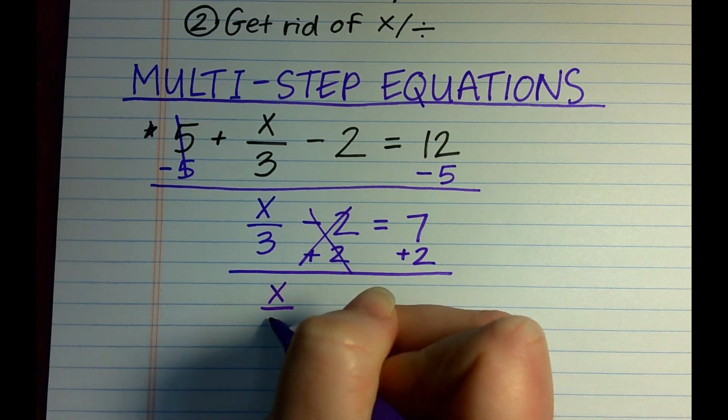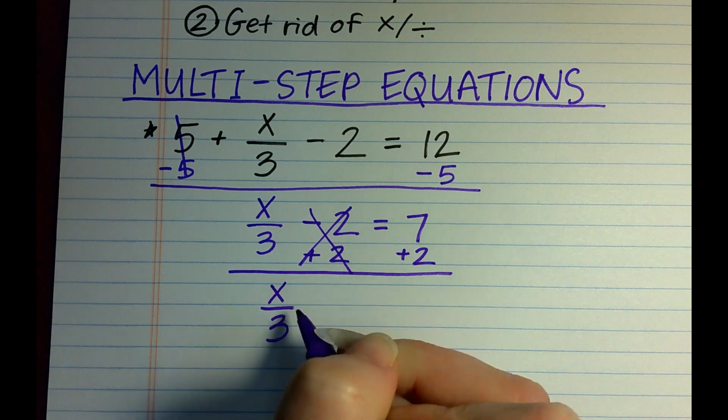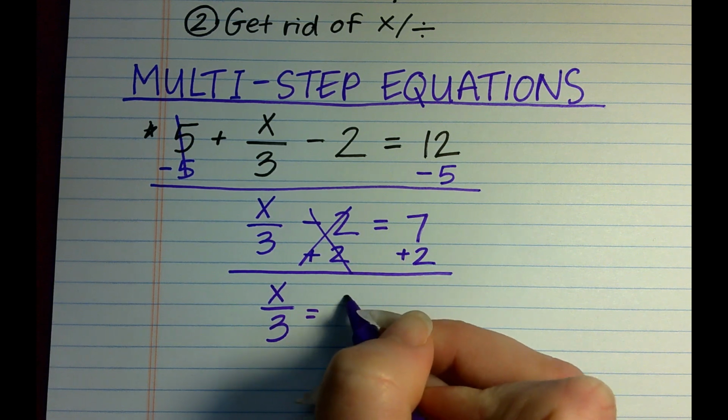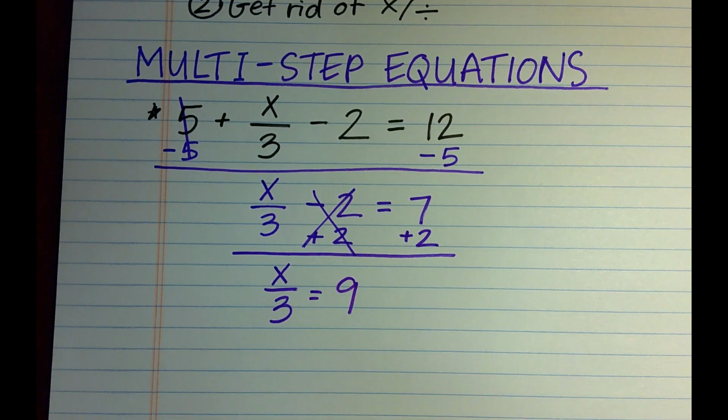X over 3 equals 7 plus 2, which is 9. Now you divide 3 from the 9 and 3 from the 7. You multiply 3. Oh, multiply.